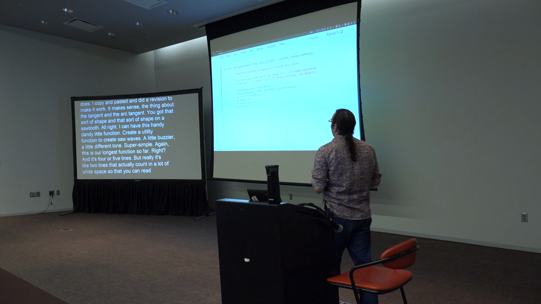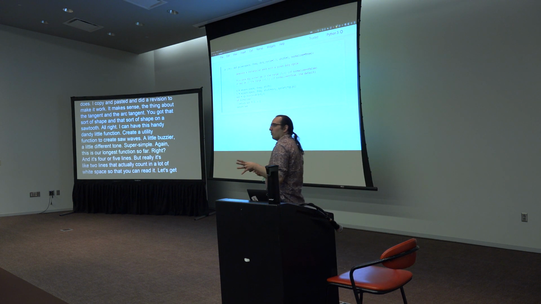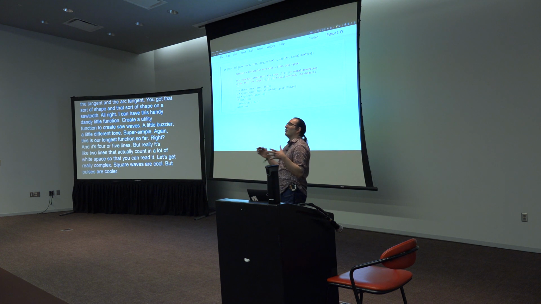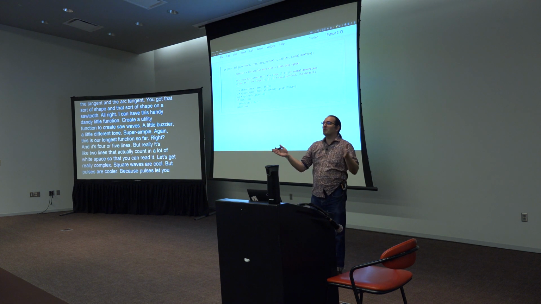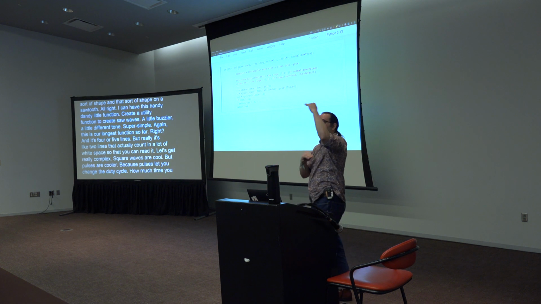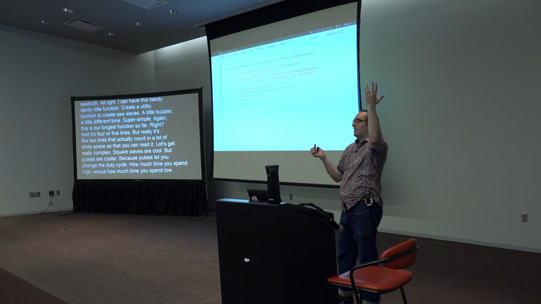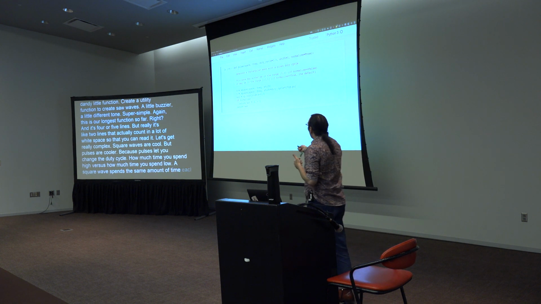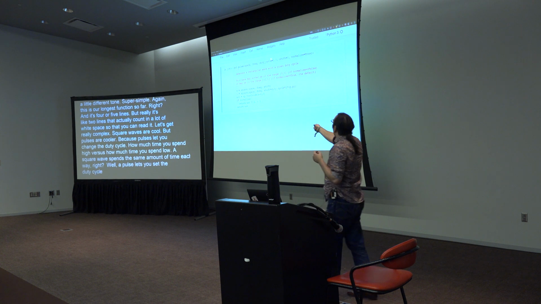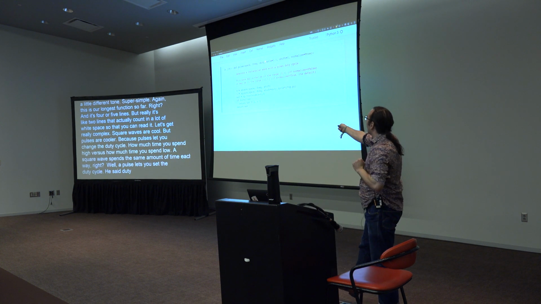Here, let's get really complex. Square waves are cool, but pulses are cooler. Because pulses let you change the duty cycle. How much time do you spend high versus how much time do you spend low? A square wave spends the same amount of time each way, right? Well, a pulse lets you set the duty cycle. He said duty. A pulse lets you set a duty cycle.